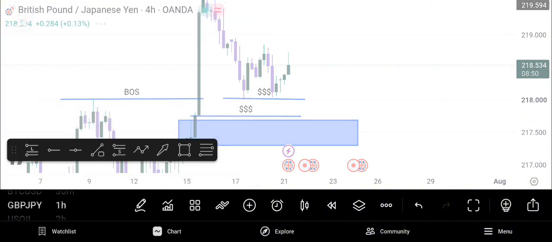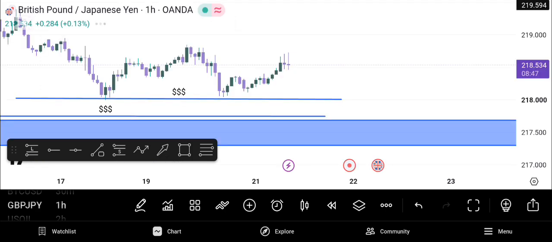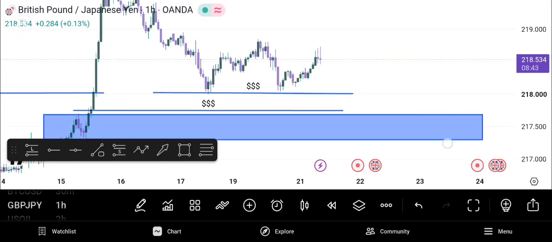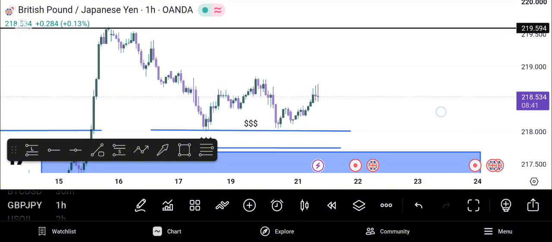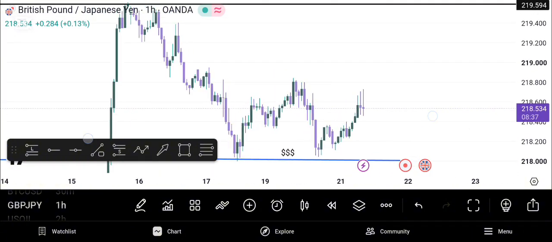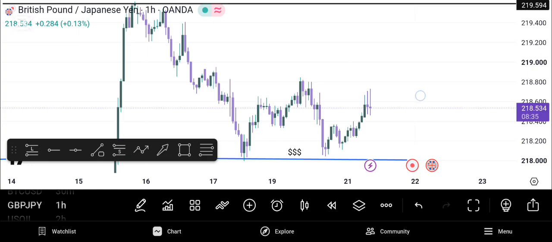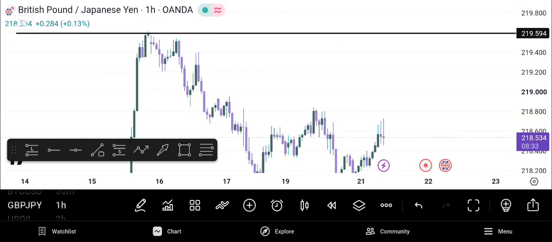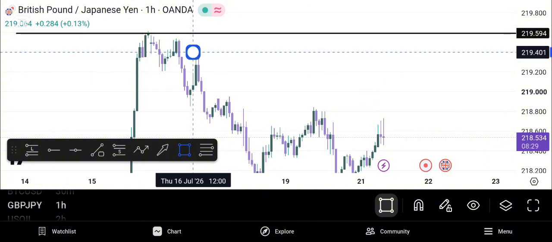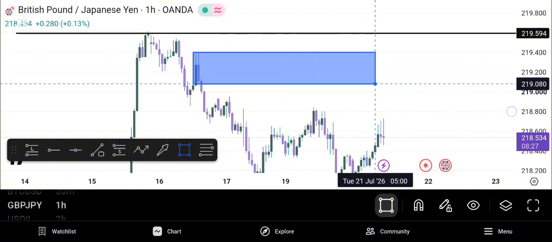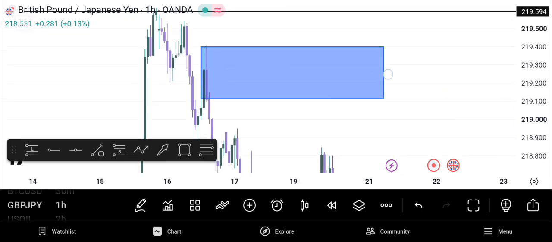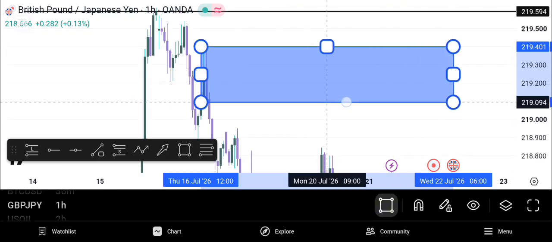I'll go to the 1 hour time frame to see if I have opportunities to sell this market. On 1 hour time frame, I don't really have any opportunity to sell this market, right? If I'm to sell this market from 1 hour time frame, if I'm to do anything, it'd be here, because this is the only unmitigated order block right now. This will be it. This is where I will be looking to maybe sell this market.